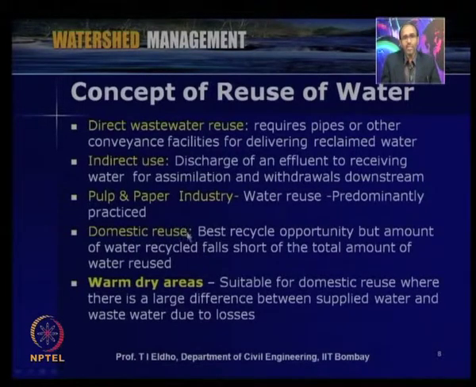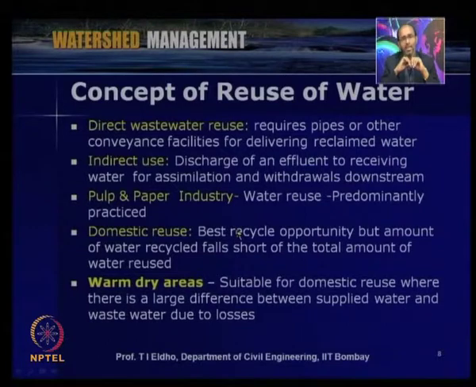And then as far as domestic reuse is concerned, it is the best recycle opportunity, but the amount of water recycled falls short of the total amount of water reused. Wherever water stress or water scarcity is there, we can keep on reusing, but of course there will be some shortage, since some water will be lost in between through consumption or other purposes. Warm and dry areas are suitable for domestic reuse, where there is a large difference between supplied water and wastewater due to losses.